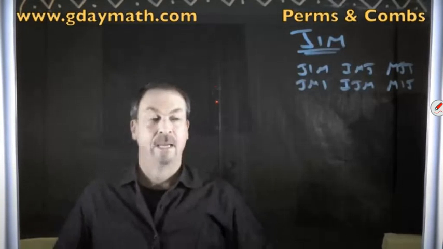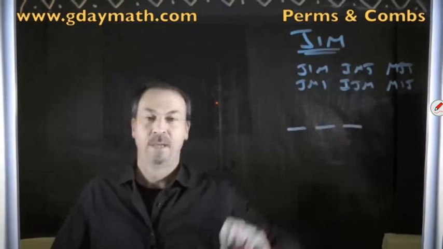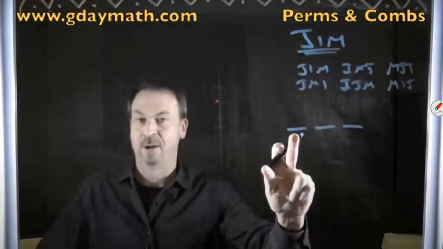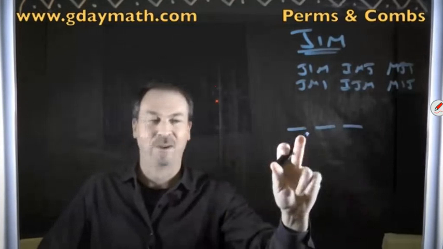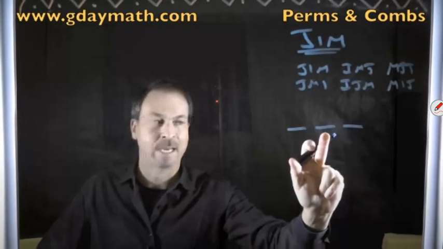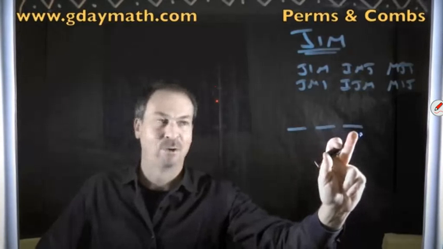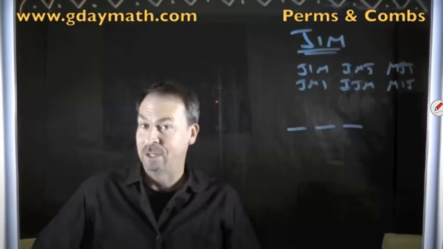We take about 3 tasks. Those are 3 slots to fill. Our first task is to fill in the first slot. My second task is to fill in the second slot. And my third task is to fill in the third slot. Alright, how many ways to complete each task?